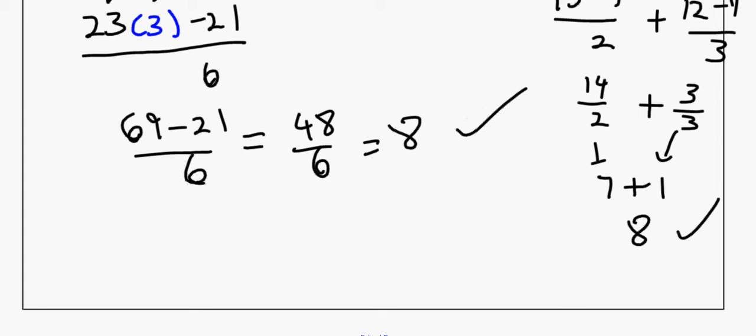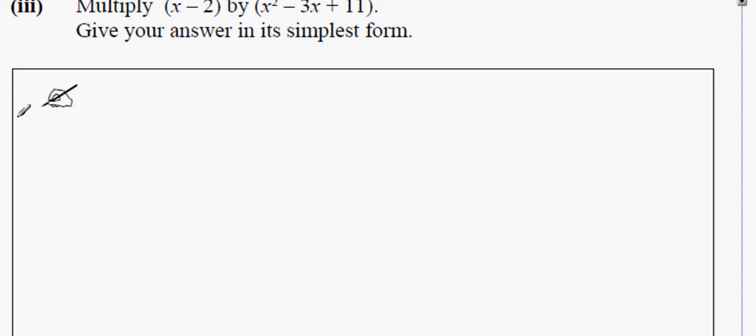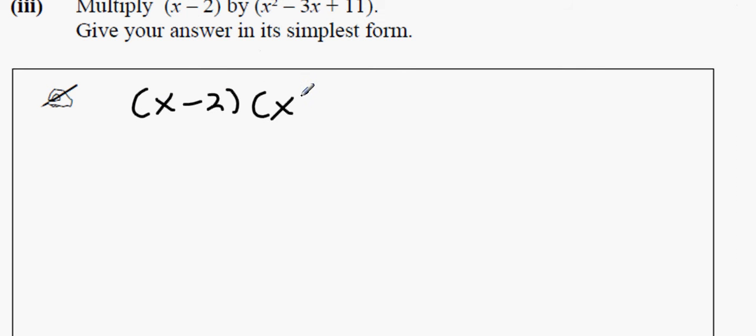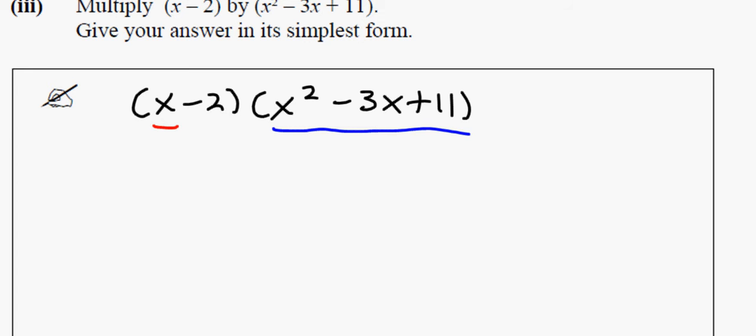Okay? Next question. Next question is multiplication. So what we've got to do is multiply this number here by this number here. Now to multiply, you put them beside each other. Now remember, the combination is first term, second bracket, second term, second bracket. Okay? So the first term is the x. The x is going to go here. The bracket is going to be x squared minus 3x plus 11. And so that's the first term, second bracket. Now we're looking for the second term, which is minus 2, multiplied by the second bracket.